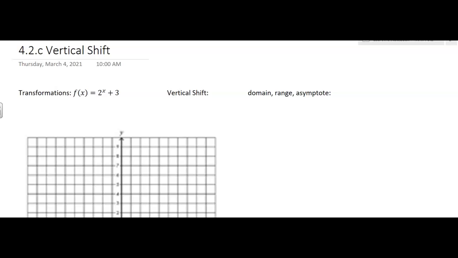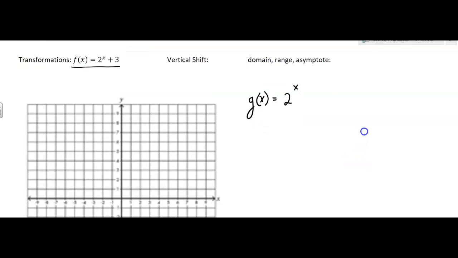So similar to how we talked about transformations of functions in chapter 1, remember these are exponential functions, so we're going to have transformations with them as well. All right, so look at your function here, f of x equals 2 to the x plus 3. Well, then the parent function, I'll just call it g of x, is 2 to the x. Now, we've graphed that one before.